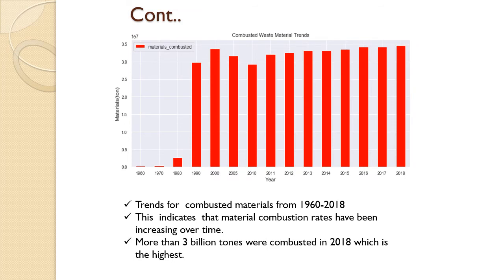This chart shows the combusted waste material trends from 1960 to 2018. This indicates the material combustion rates have been steady and increasing slightly from 1990. More than 3 billion tons were combusted in 2018 alone, which is the highest.